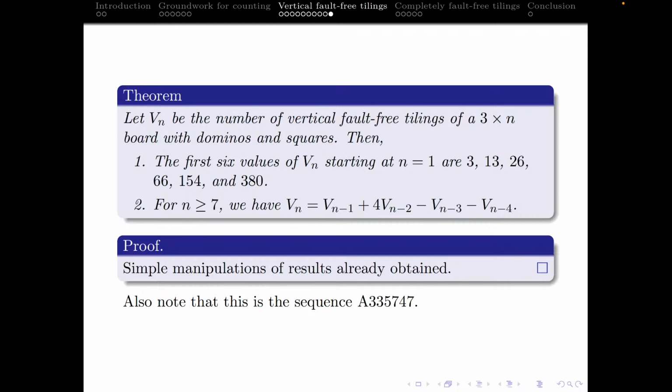So okay, that concludes this enumeration of the vertical fault-free tilings. Now we look at the completely fault-free tilings, so vertically fault-free tilings which are also horizontally fault-free. And this is rather simple because we have done most of the heavy lifting already, and what we do next is basically based on what we discussed so far. So up to now, does anyone have any questions?